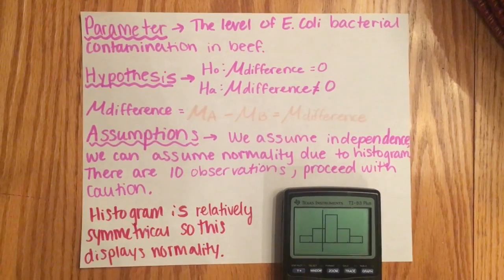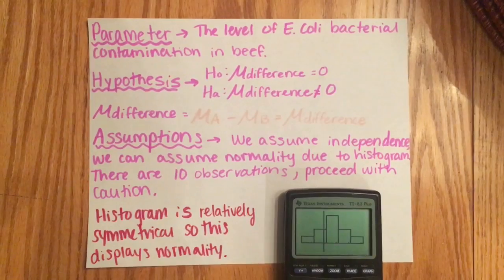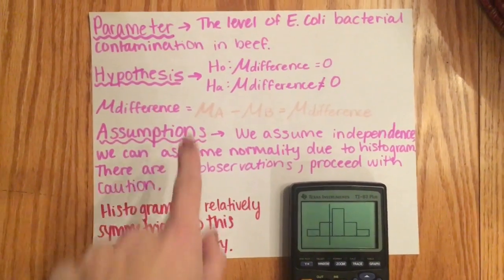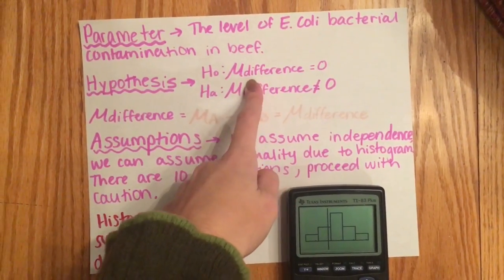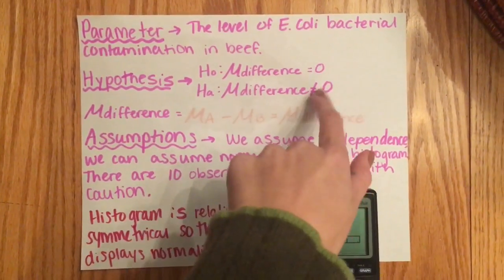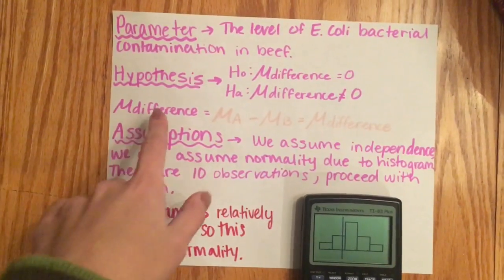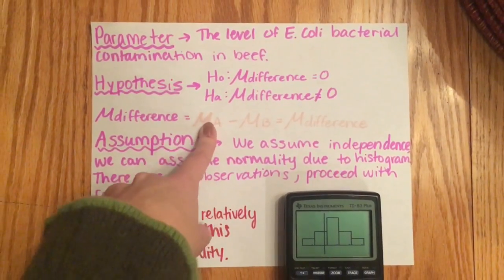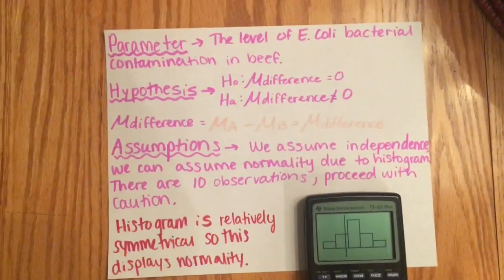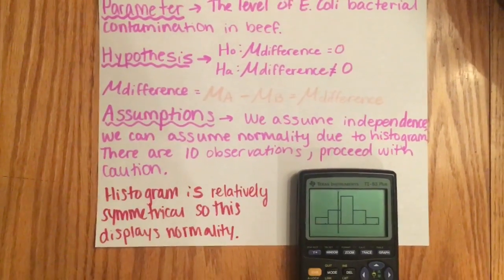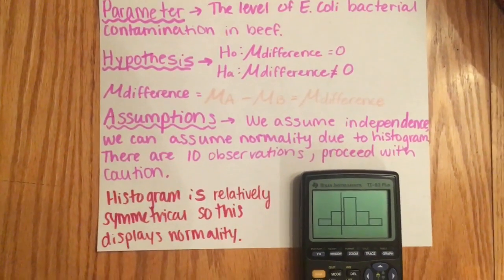Okay, so for our first part of PHANTOMS, I identified the parameter as the level of E. coli bacterial contamination in beef, and the null hypothesis and the alternative hypothesis as the mean difference equals 0 and the mean difference doesn't equal 0. And the mean difference is the mu of A minus the mu of B. That is given to us in our chart. And so we can assume independence.